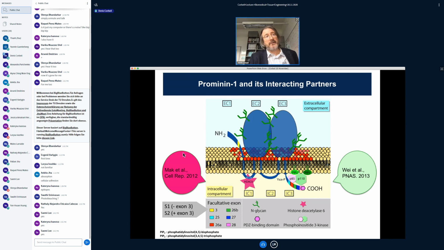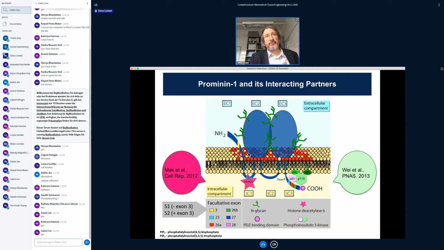Then another group, also in Toronto, the group of Mark, has shown that this lysine here can interact with an enzyme called histone deacetylase 6. What this enzyme is doing is removing the acetyl group of tubulin. And I will come back to this.